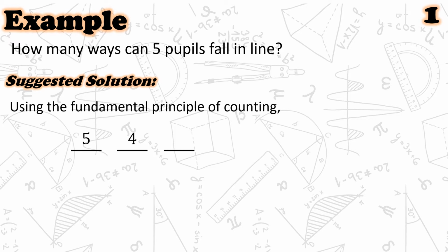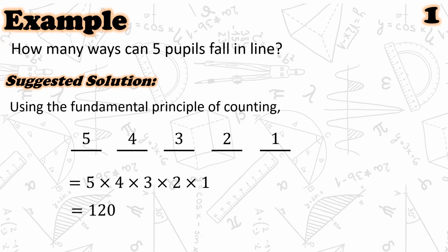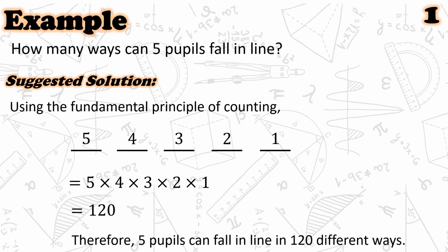Then step 3 can be done in 3 different ways. Step 4 can be done in 2, and since there is 1 student left in the pool, step 5 can be done in 1 way. Notice that these steps are consecutive and cannot be done all together at once. Hence, by the multiplication principle, we have 5 times 4 times 3 times 2 times 1, and that is equal to 120. 5 pupils can fall in line in 120 different ways.